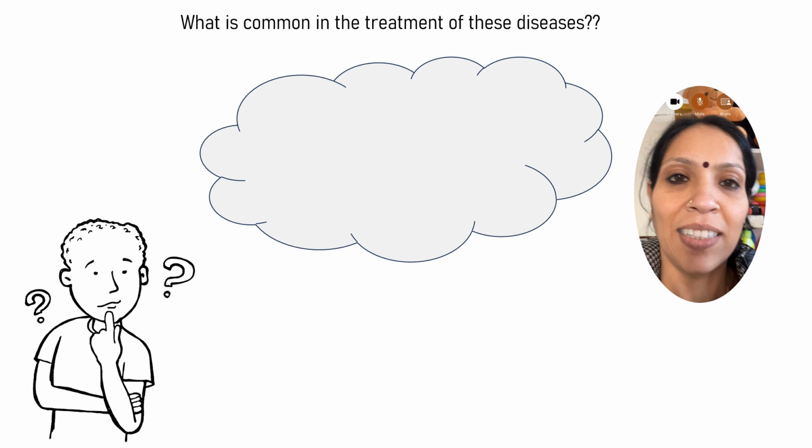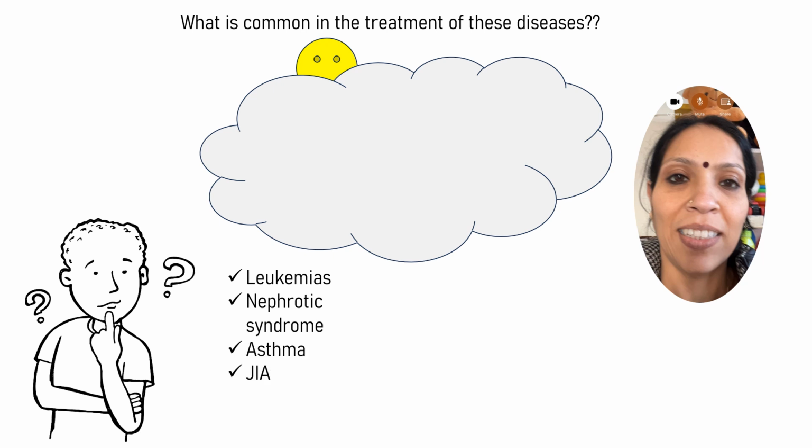Any idea what is common in the treatment of these diseases? Which diseases? Leukemias, nephrotic syndrome, asthma, JIA, and SLE. If you can decipher the commonality, please do mention in the comment section below, and watch the video till the end if you want to know the answer for sure.